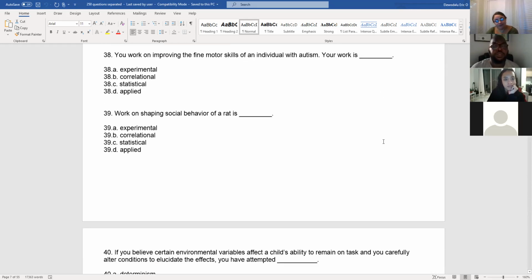38, you work on improving the fine motor skill of an individual with autism. Your work is applied. That's not a correlation. Statistical, I would say, because it would be socially significant. Applied, yeah, fine motor. So applied, right? That's the 38. Yep, applied.